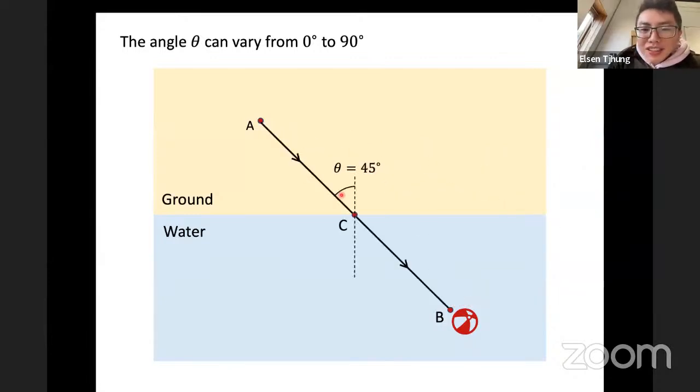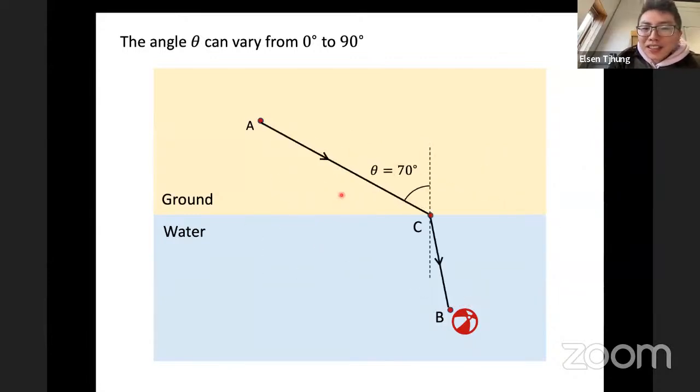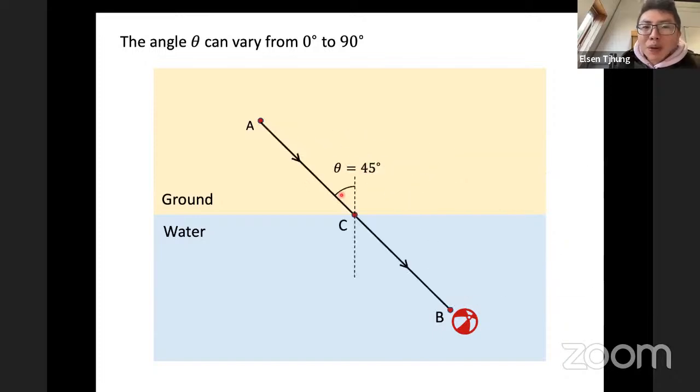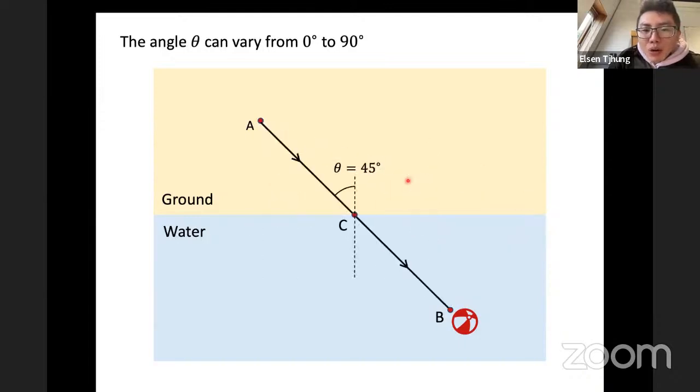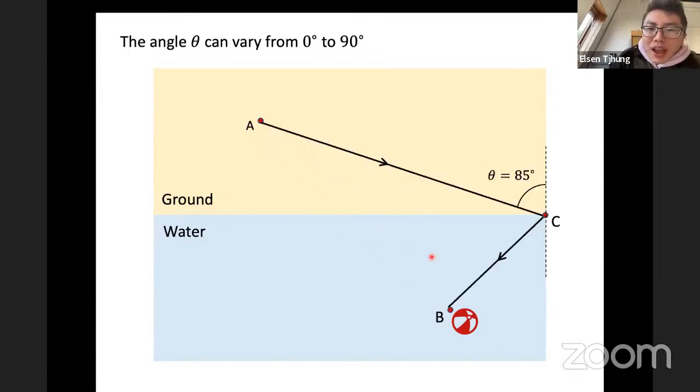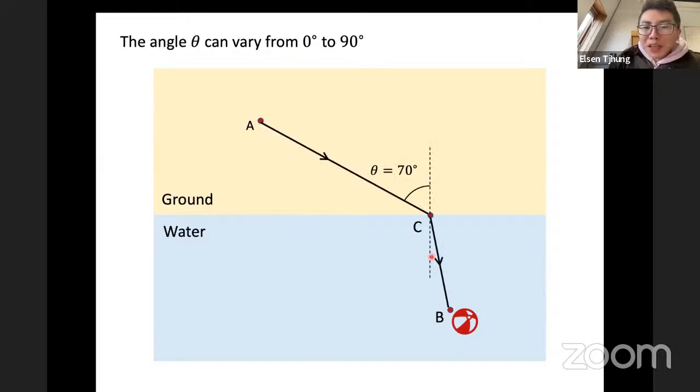So the goal of this exercise is basically to find a special angle theta such that the route ACB is the shortest time. Basically, the goal of our exercise is to find an angle theta such that the route AC, which is the running segment of the course, and then CB, which is the swimming segment of this course, takes the shortest time. So how do we find this special angle theta?